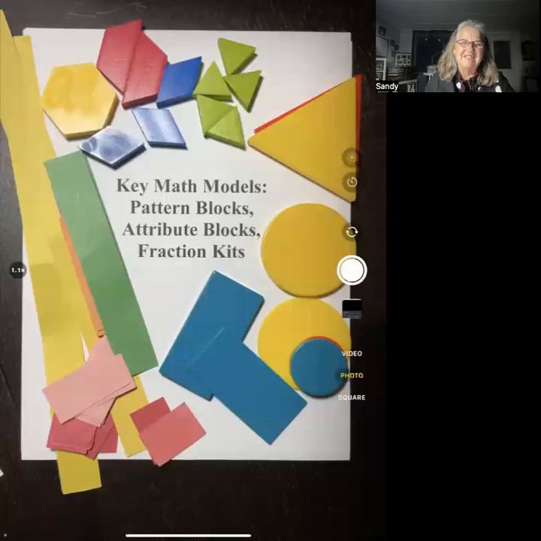I'm Dr. Sandy Atkins, Sandy, and this is the last of our August series on the key models your children may be using this year to help them understand the mathematics that they're learning.